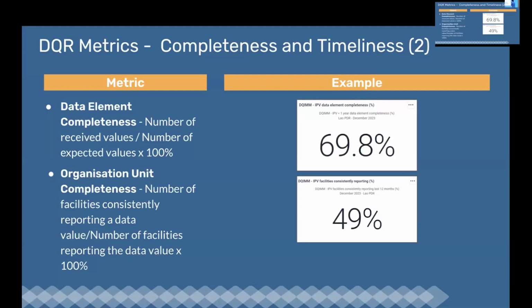For this one here, facilities consistently reporting, or organization unit completeness, this is also looking at the totality of various variables and how often or frequently they've reported within a 12-month period. You mark a facility as being complete if for the last 12 months, they've reported every month, right? So let's say that facility is expected to report a value every month, right? Then did they or did they not for the last 12 months?